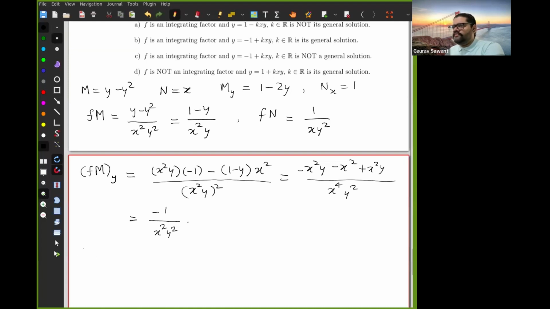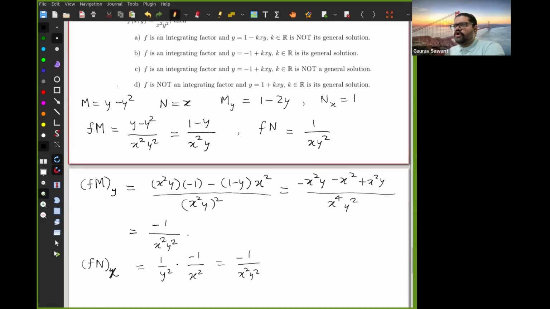Correct. On the other hand, if I do fn x, I would similarly get, so there is just 1 over y square, right? So 1 over y square will be treated as a constant, and then minus 1 over x square, which is minus 1 over x square y square. So as you can see, these two are equal. So this particular function is indeed an integrating factor. So already of these options, option D gets out, right?